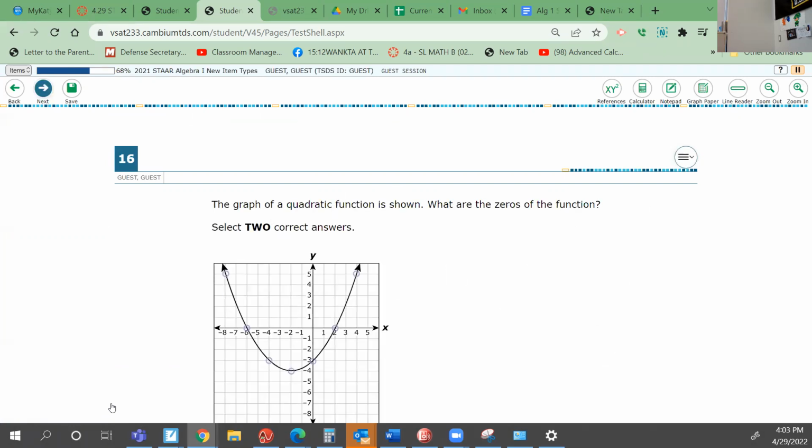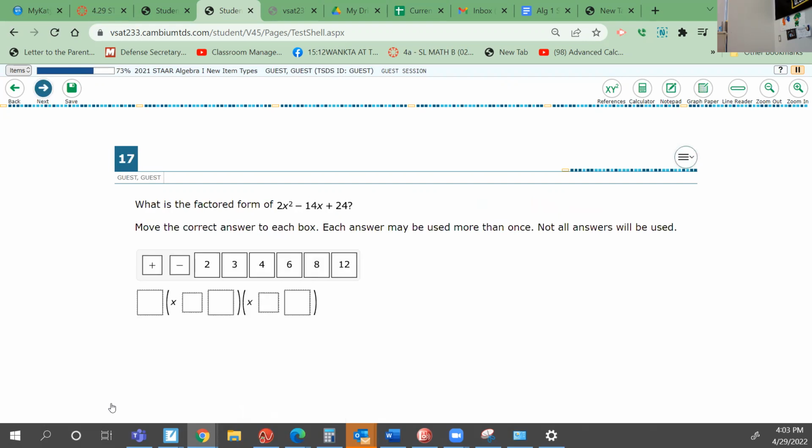This should be pretty easy, guys. What are the zeros of the function? Remember, zeros are x-intercepts. They give you all these little circles on the graph. Zeros are x-intercepts, so that one and that one. Pretty good. That's it. Easy points right there. Number 17.